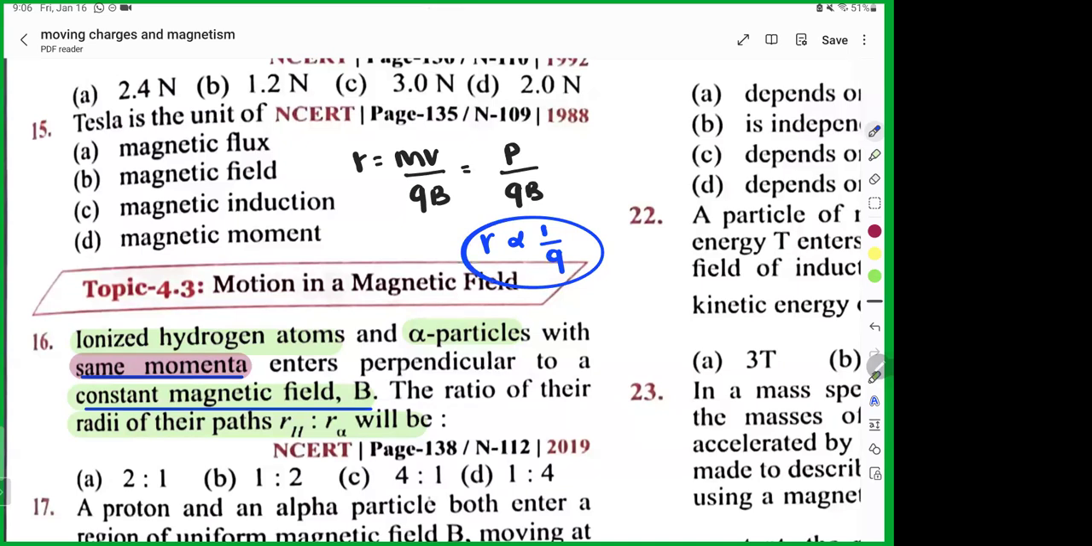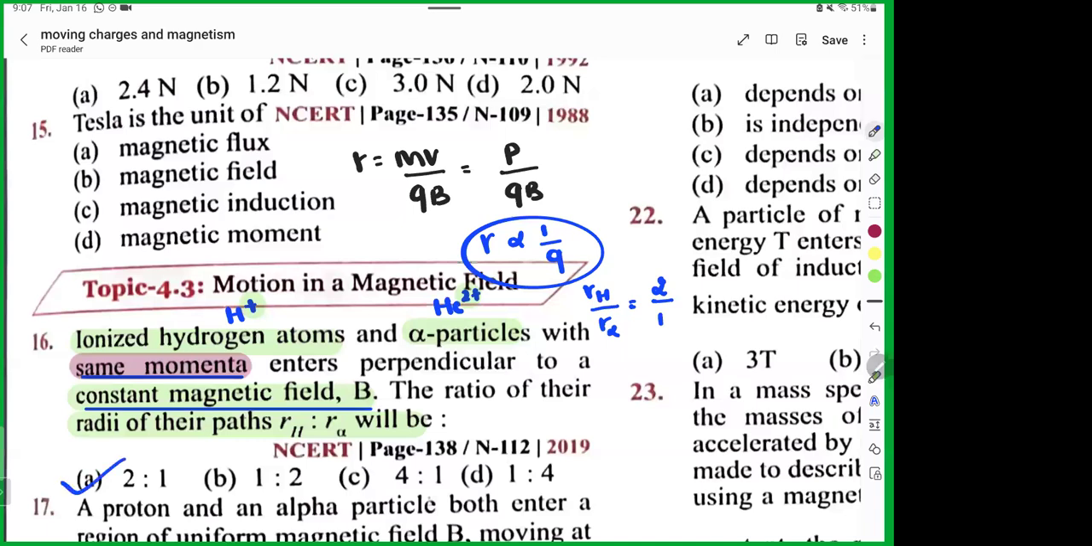You need to know, in case of ionized hydrogen, it will be H positive. And in the other case, you have a helium-like particle, He 2 positive. So you can see the charge value: in the first case it is +1, in the other case +2. So the radius of hydrogen divided by the radius of alpha particle: the alpha particle's radius is half, that is, the hydrogen radius is twice that of the alpha.